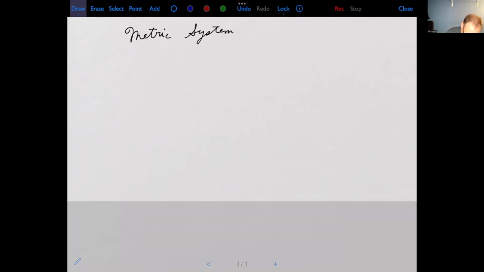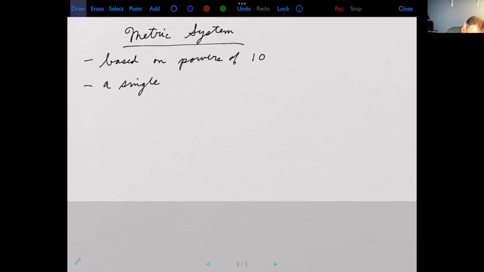Okay, so what's special about the metric system? Well, first of all, it's based on powers of 10. So that's useful, right? It's easy to multiply by powers of 10 or divide by powers of 10. It's basically moving the decimal point. And there's only a single unit for each quantity.